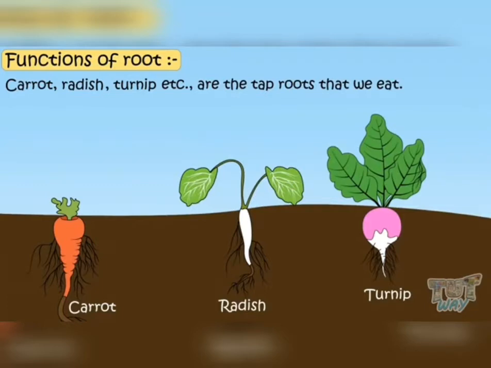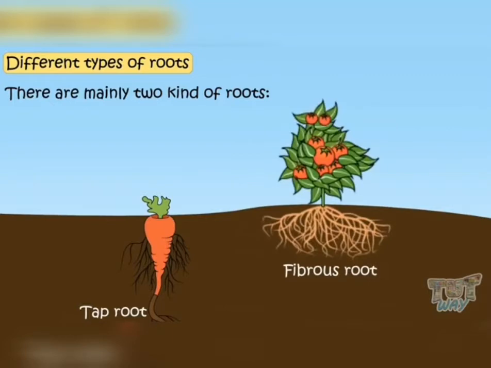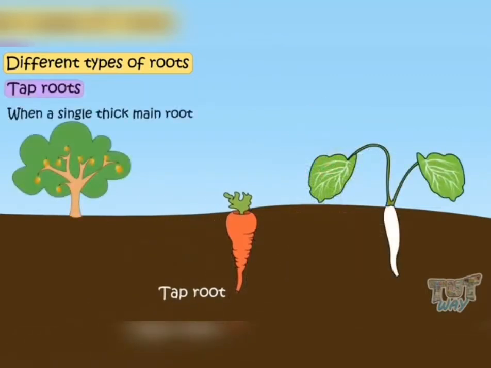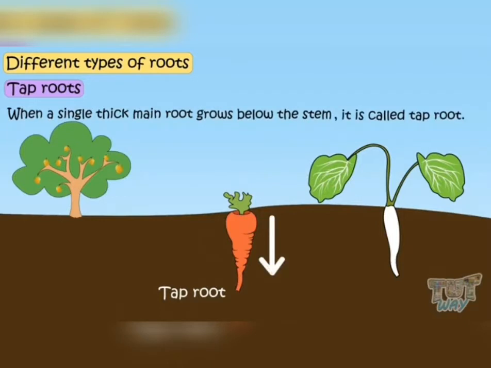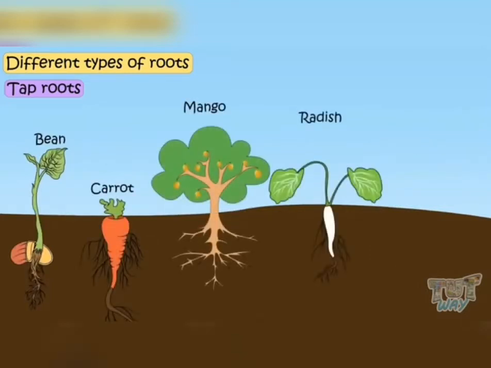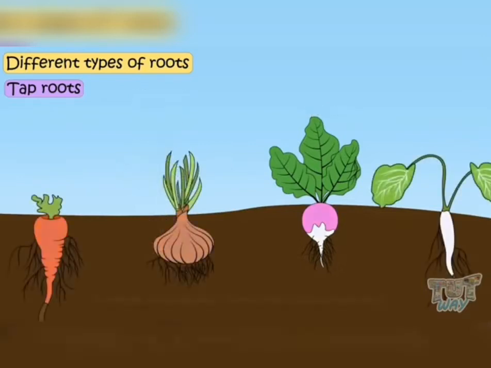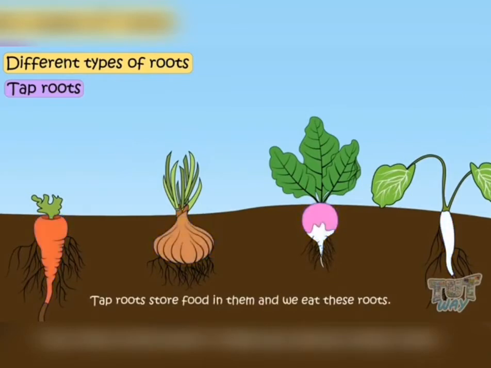Now let's see different types of roots. There are mainly two kinds of roots: tap roots and fibrous roots. When a single thick main root grows below the stem, it is called a tap root. Many thin roots, which are unequal in size, grow from this main root. Beans, carrots, mango, radish, rose, hibiscus, and turnips are the plants that have tap roots. Tap roots store food in them, and we eat these roots.